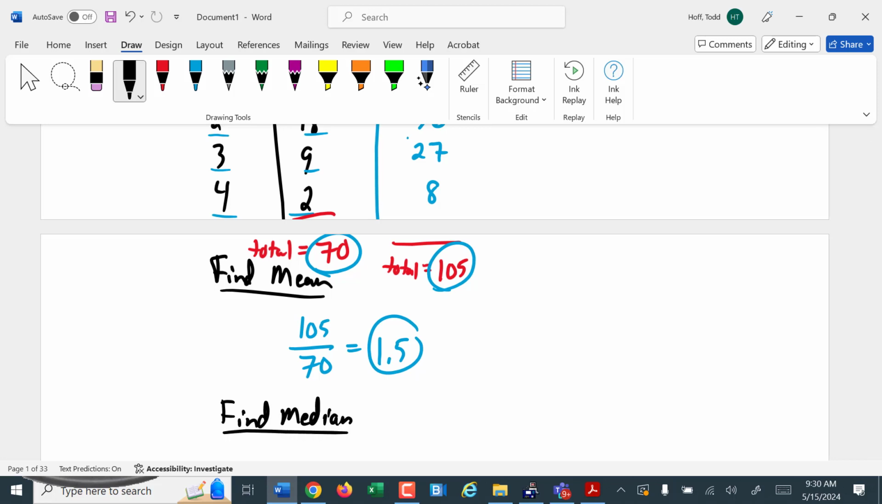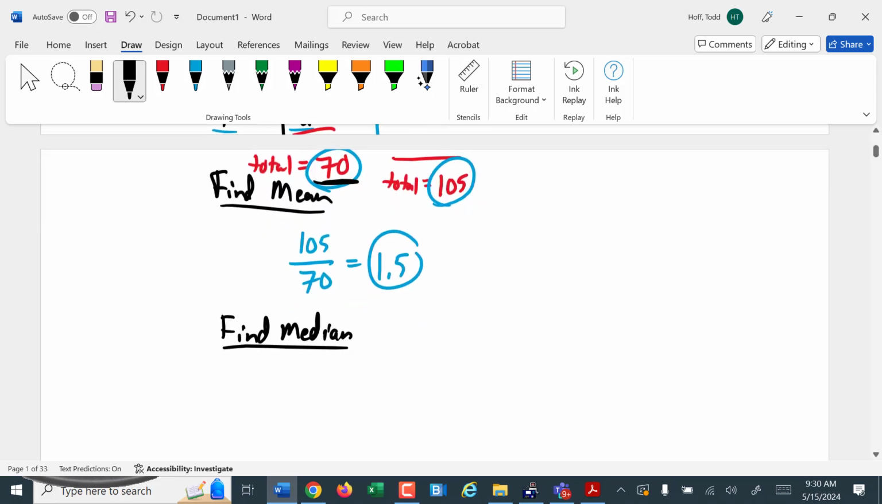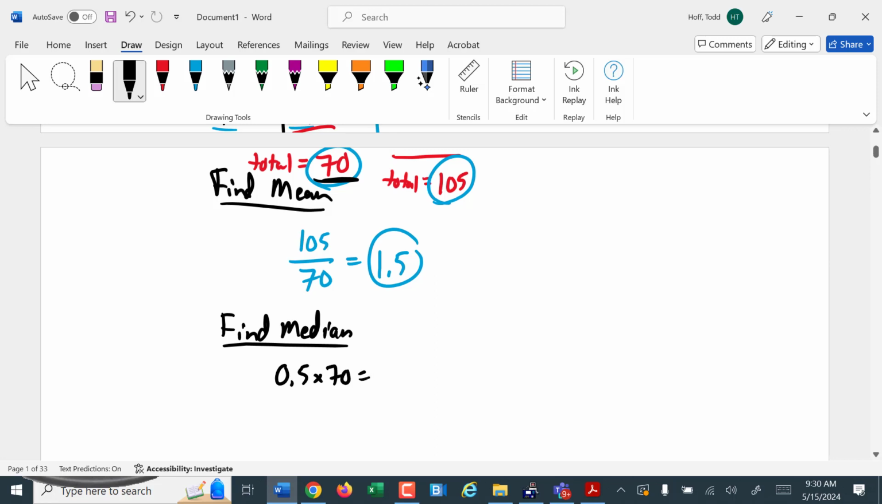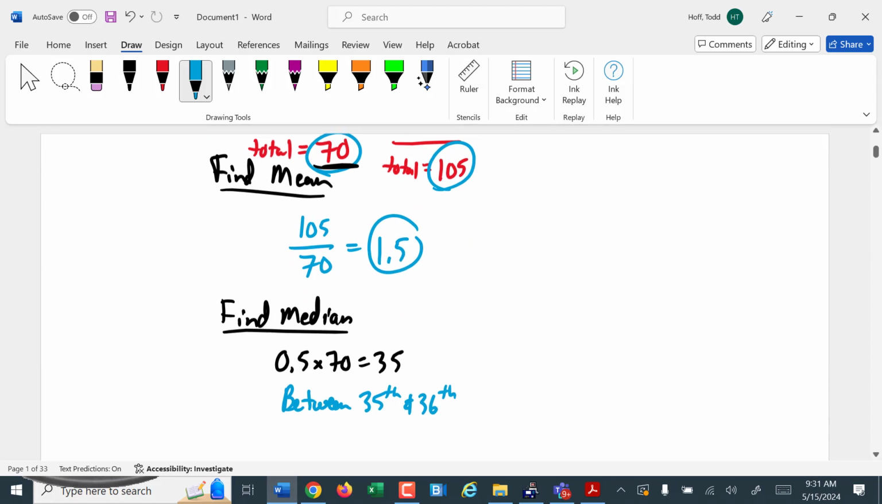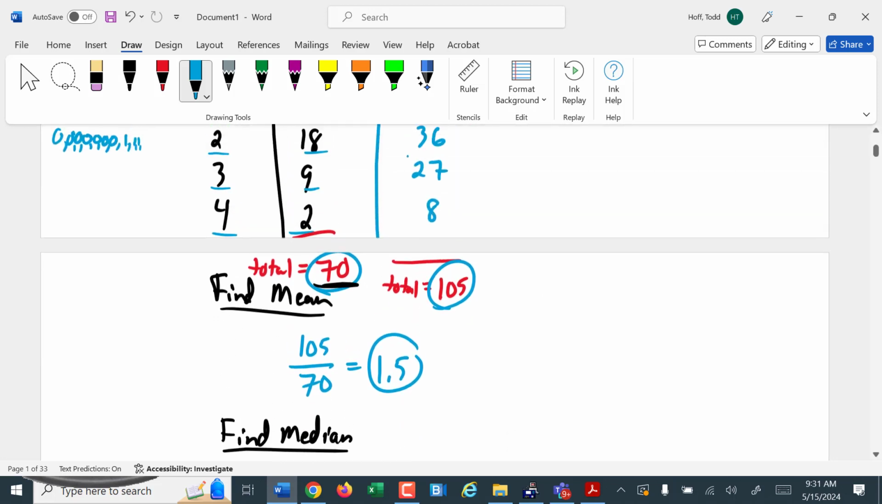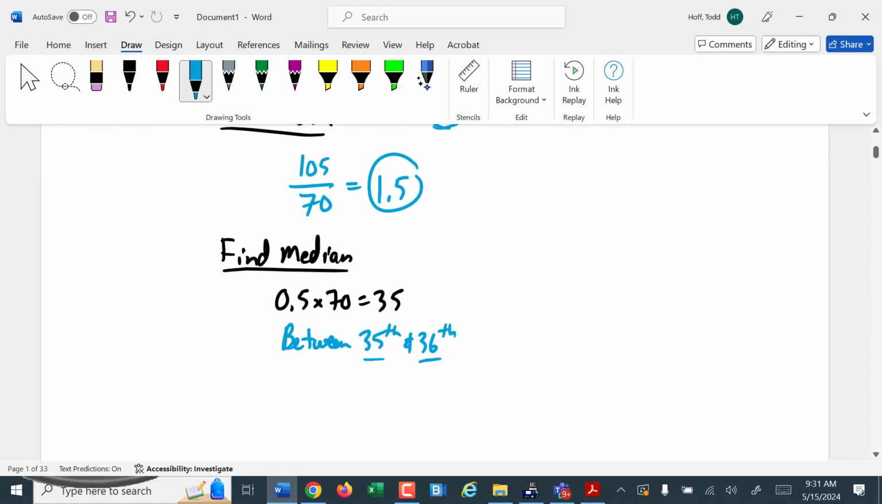To find the median, there are 70 items in this list. So I do 0.5 times 70 equals 35. So it's telling me my median is between the 35th and 36th number in the set. Well, which one's the 35th and 36th? The first 7 are zeros. If I were listing them out, that would be 7 zeros. The next 34 are ones. Well, 7 plus 34 would be 41. So that means the ones go all the way up to the 41st number. Well, we want the 35th and 36th. So both the 35th and 36th number have to be ones. So the median is just a 1.